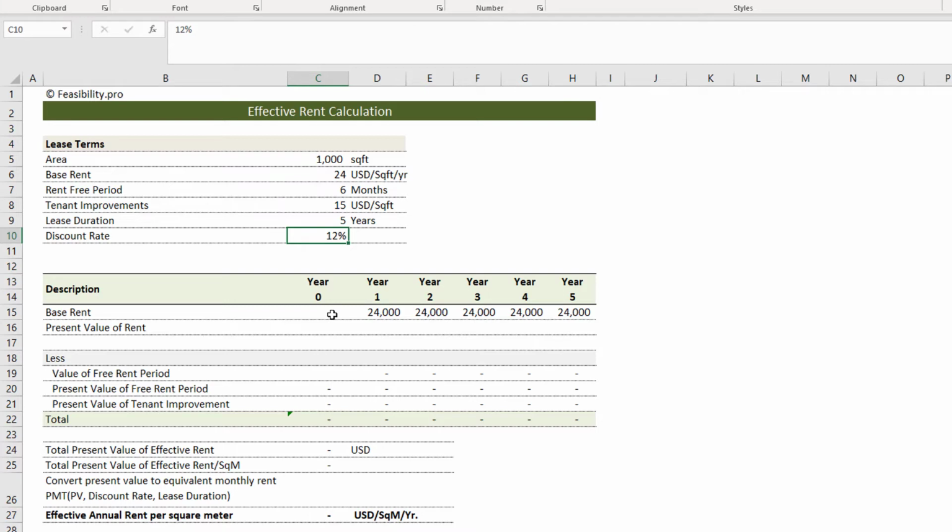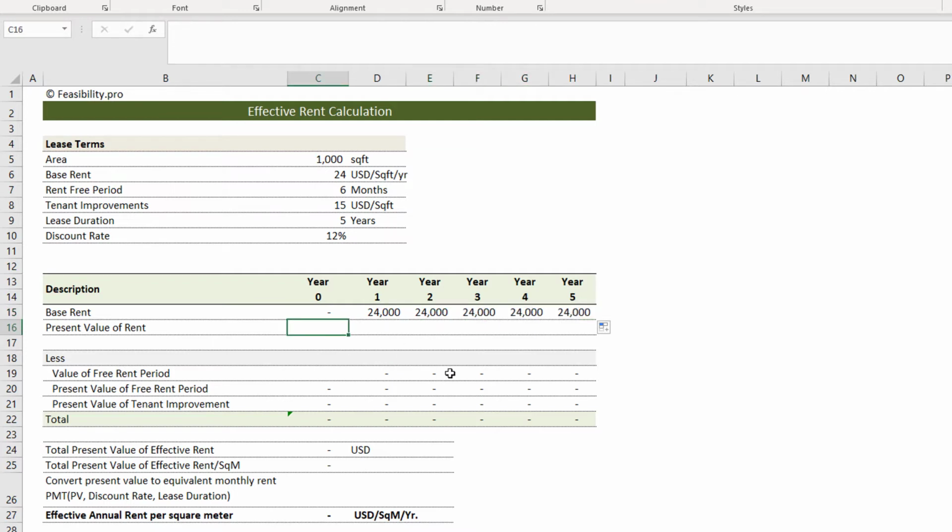So first we go and calculate the base rent. I'll just delete and calculate again. This is year 0, where we have to do the tenant improvement, so there will be no rent. And next year we will have 1,000 square feet times 24. And this rent will be the same year after year because there is no escalation clause. So we just drag it to be equal to 24,000 USD.